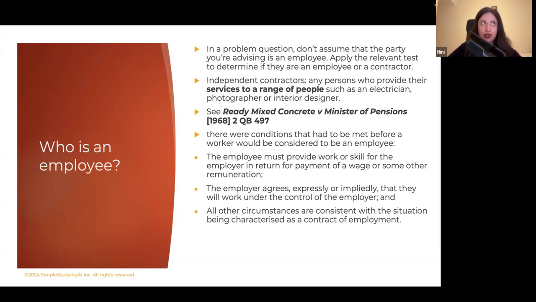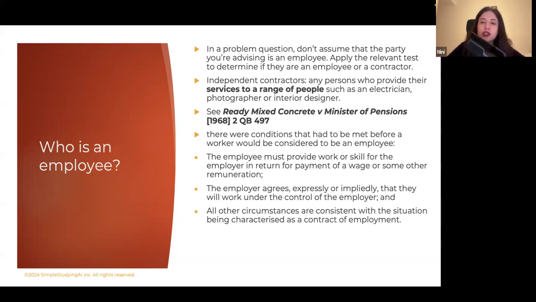There is a case that you can use to draw the distinction: Ready Mixed Concrete versus Minister of Pensions. There are conditions that have to be met before a worker would be considered to be an employee. There are 3 categories: employee, worker, and independent contractor. If it's an independent contractor, then the employer cannot be sued, because independent contractors are liable for their own torts. A worker is something in the middle. They don't have as many rights as employees, but they're not independent contractors.